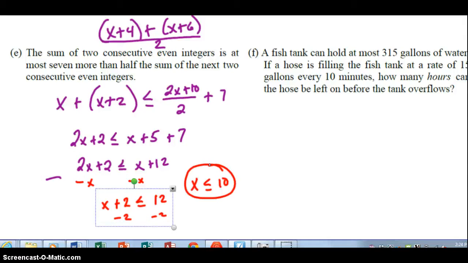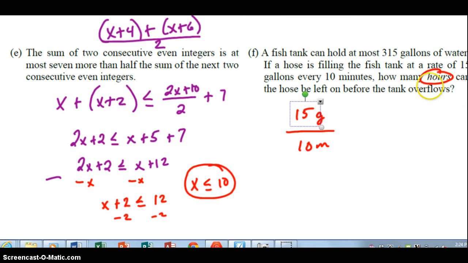A fish tank can hold at most 315 gallons of water. If a hose is filling up the fish tank at a rate of 15 gallons in 10 minutes, how many hours, not fooling me here because I'm dealing with minutes, I gotta go to hours, can the hose be left on before the tank overflows?